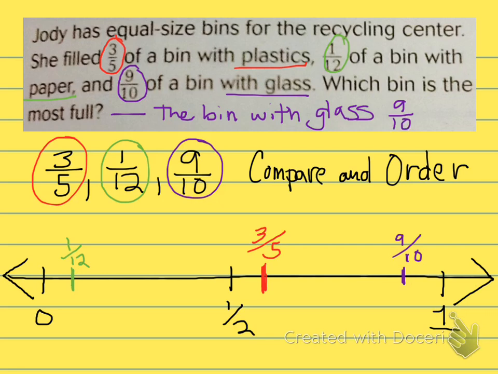9/10 is greater than 3/5, which is greater than 1/12. Do you hear what that number sentence is saying? 9/10 is greater than 3/5, and 3/5 is greater than 1/12. So that's in order from greatest to least.